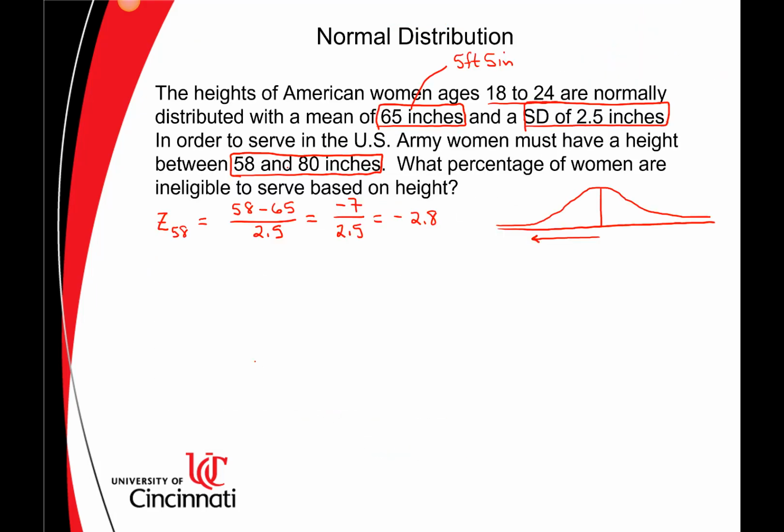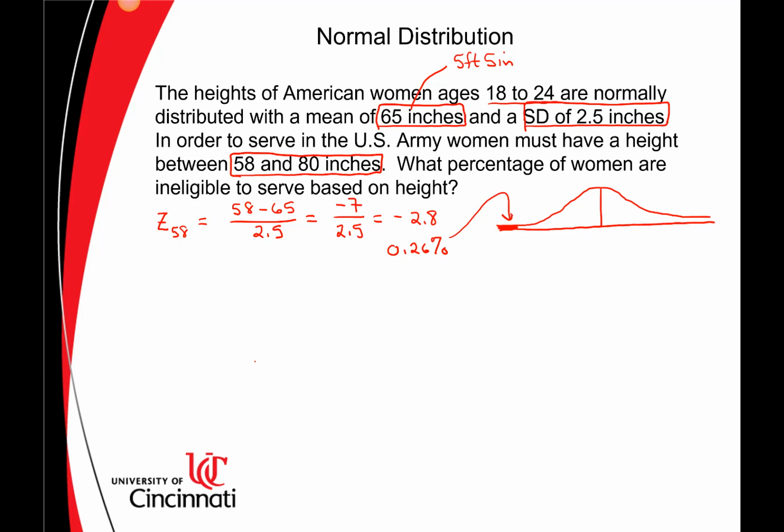Okay, so when we figure this out, this is going to give us 0.26%. On the z-scores, and this is important to catch, the z-score will always tell you how much is to the left. What this says is 0.26% of the people, of the ladies in the U.S., are shorter than 58 inches. That's not a huge percentage, is it? Okay. So about 0.26% are going to be shorter than the 58 inches.